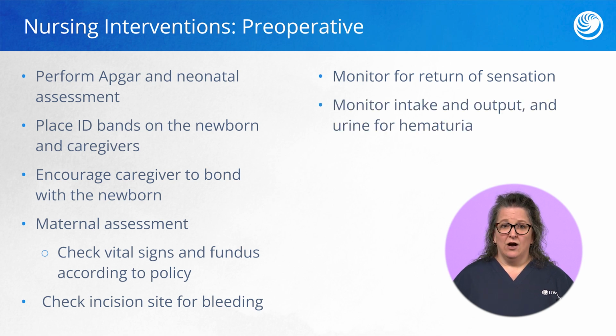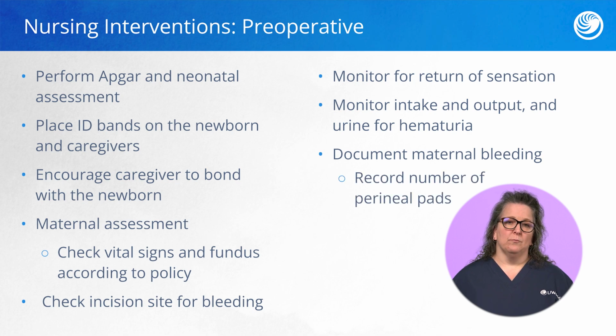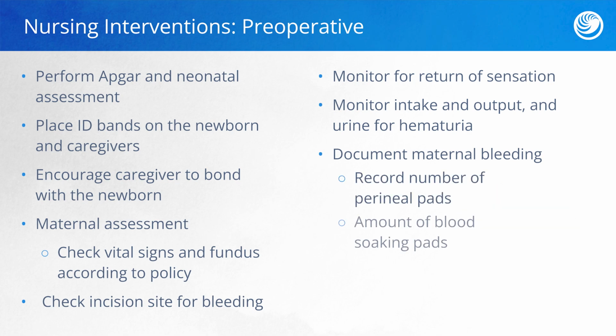Monitor intake and output and the urine for hematuria. This can indicate that the bladder was injured during the operation. Monitor and document maternal bleeding by recording the number of perineal pads, the amount of blood soaking the pads. Some facilities weigh the pads to determine blood loss. Also, document the color of discharge.